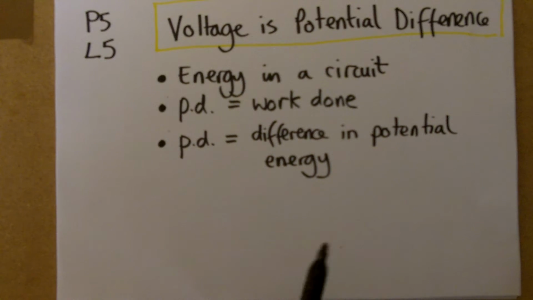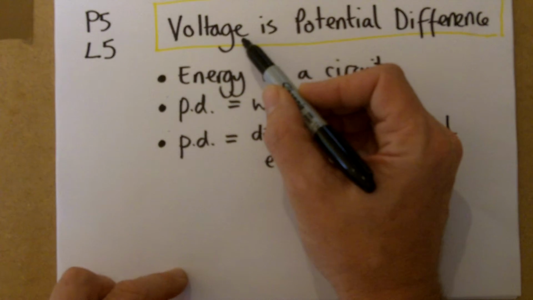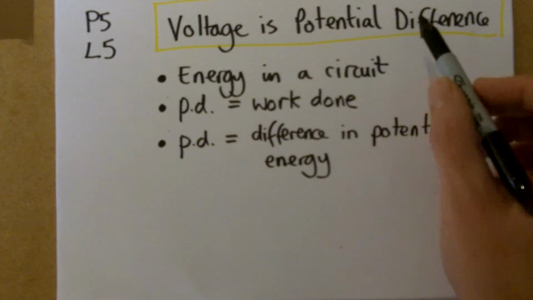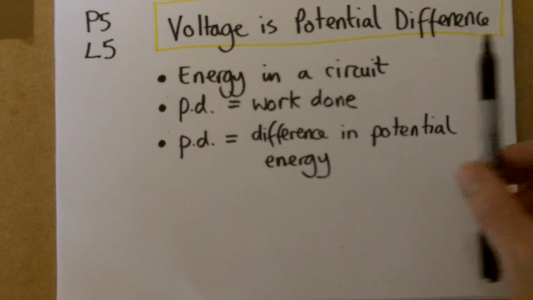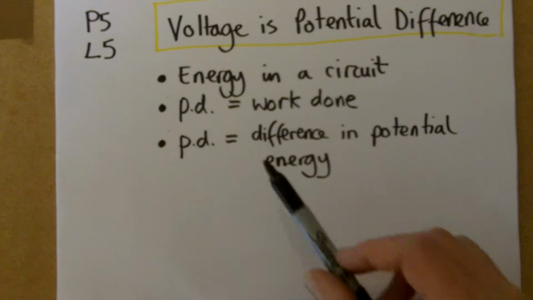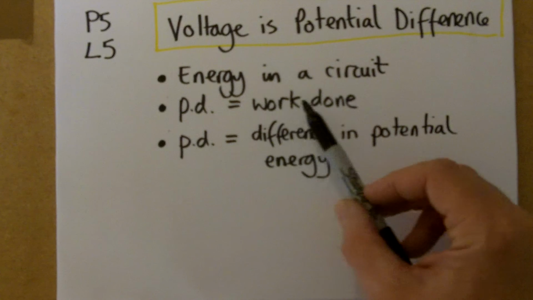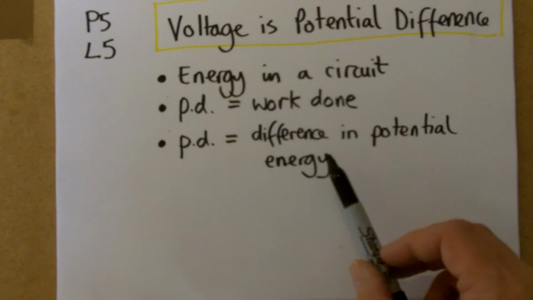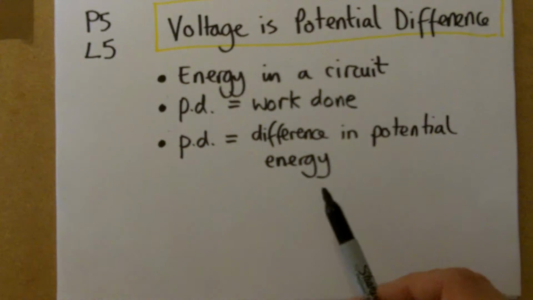So far we have used the idea of voltage, but now we're going to develop that idea onwards and think of what we mean by potential difference. And potential difference is all about energy in a circuit. So we're going to look at how potential difference means work done to get through a component, and how potential difference means difference in potential energy.